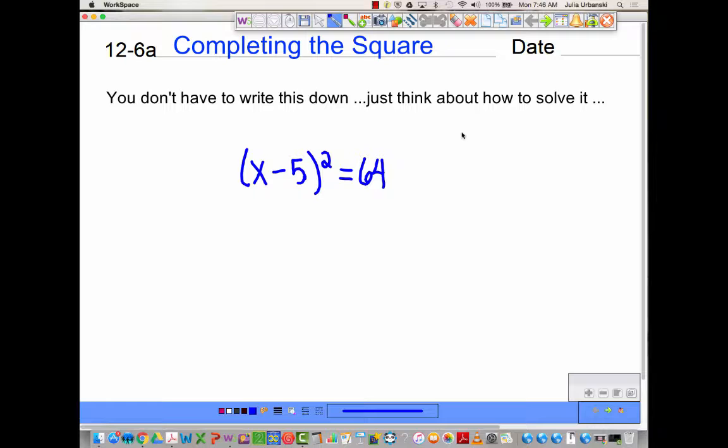Completing the square. I know you have different things written down, but do this with me mentally. Don't write this down. If you had a problem like this, how do you think you could solve for x? What do you think the first thing could be? Square root? Take the square root. Okay, if x is squared already, well, it's inside the parentheses, then you want to get rid of that square.